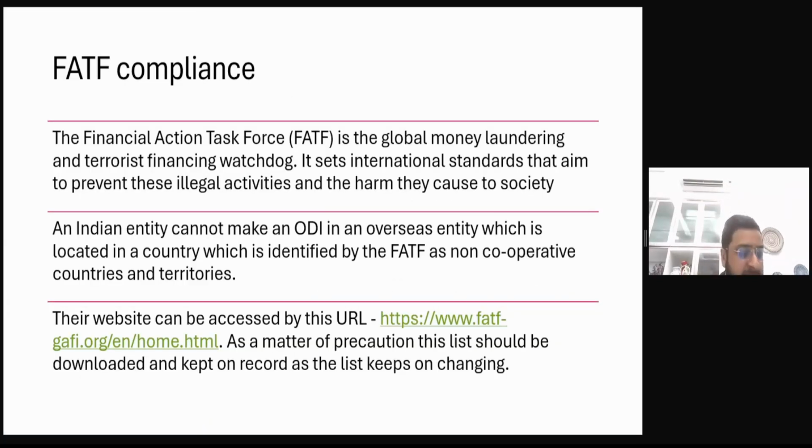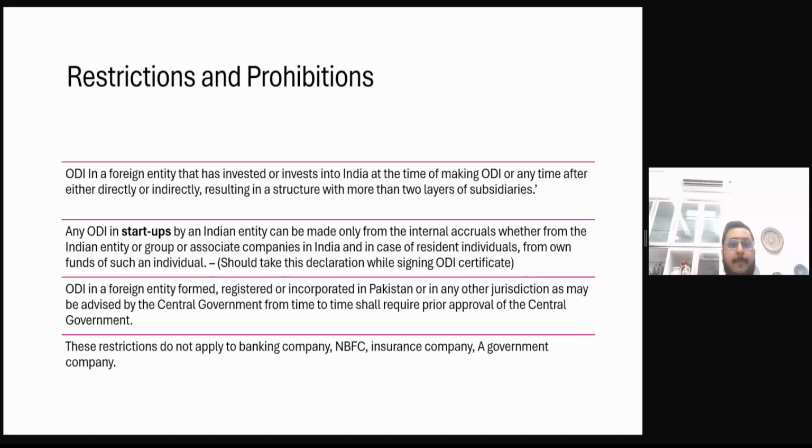Financial Action Task Force compliance we discussed earlier. It is a global money laundering and terrorist financing watchdog. It sets international standards that aim to prevent these illegal activities and the harm they cause to society. An Indian entity cannot make an ODI in an overseas entity which is located in a country identified by the FATF as a non-cooperative country or territory. There's a website link I've given. If you go to the website, this list should be downloaded and kept as a record, and you should see that the country is not in that restricted list.